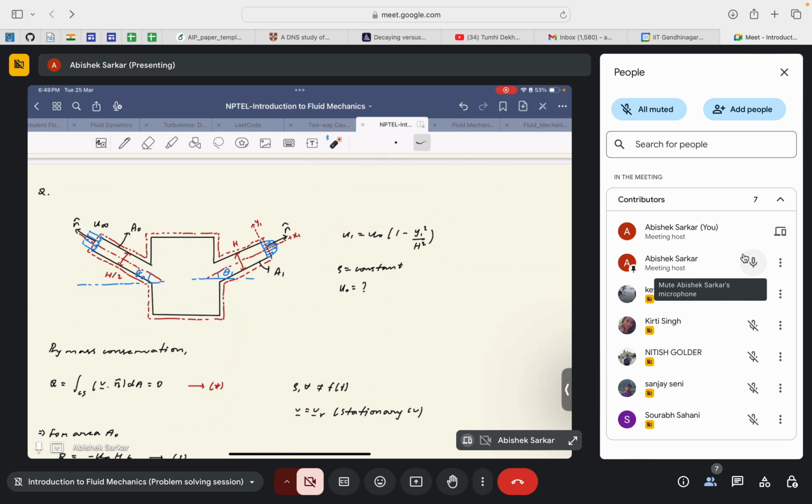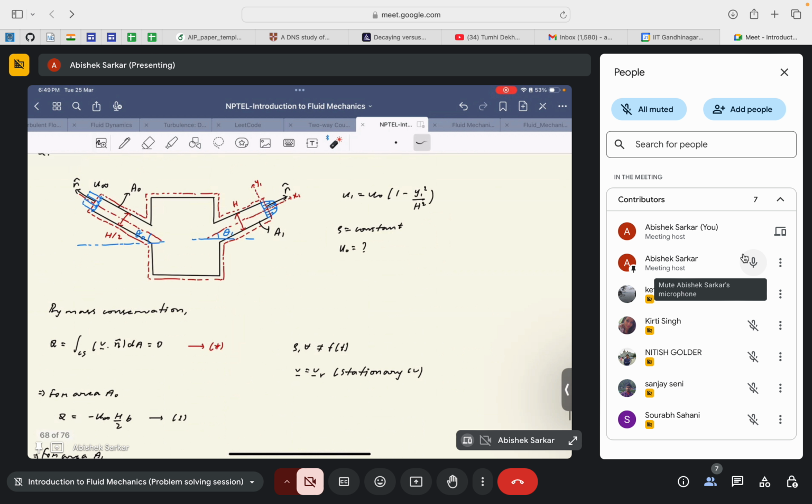So what are the terms that you already know? h is already given in the problem, and you know u infinity, also A naught. These are terms that you already know, and with the help of these known terms you need to find a relationship, so that you can get a functional form of u naught. Another assumption that we can consider is rho is equal to constant. That's another help that we get from the question.